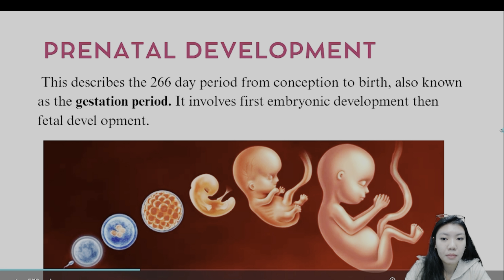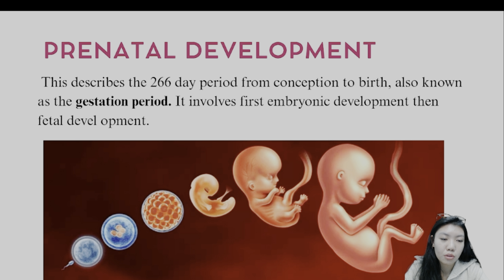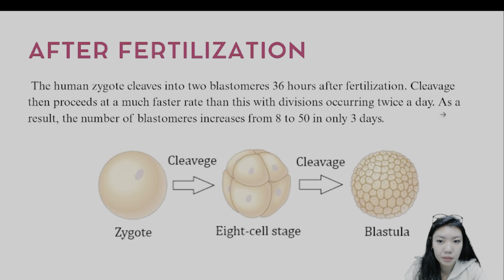So the prenatal development process describes a 266 days period from conception to birth, and it's also known as the gestation period. It involves first embryonic development and then fetal development. Here, as I said before, the zygote undergoes the process of cleavage, and it first begins with the 2-cell stage, 4-cell stage, then the 8-cell stage, and then the blastula. As a result, the number of blastomeres, the cells in the blastula, increases from 8 to 50 in only 3 days.